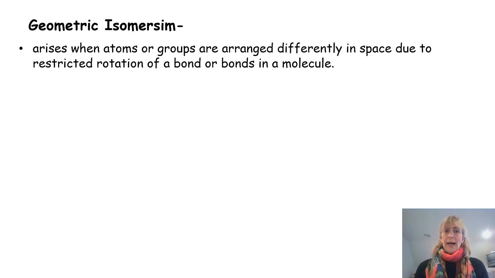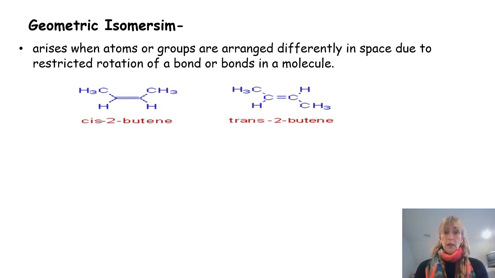And then let's just review our geometric isomerism, which we talked about in part one of our chapter 11. Geometric isomers arise when atoms or groups are arranged differently in space because of the restricted rotation of a bond or bonds in the molecule. And the one that we looked at was the restricted rotation of a double bond. This is where we saw it when we were talking about alkenes. Incidentally, this is sometimes how we draw things. They leave out the carbons, and we just know that they're there because there's four bonds. So there's a carbon here and there.